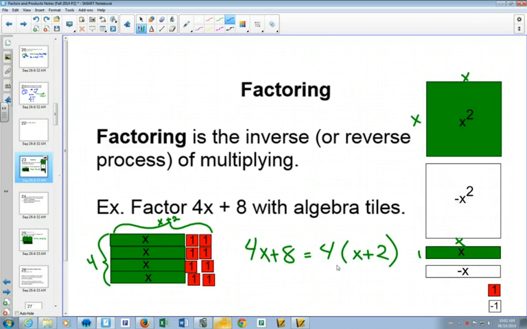Is everybody done copying this down? Almost. For the video, I'll just put the stuff that we had on there from before. So we had the factoring.